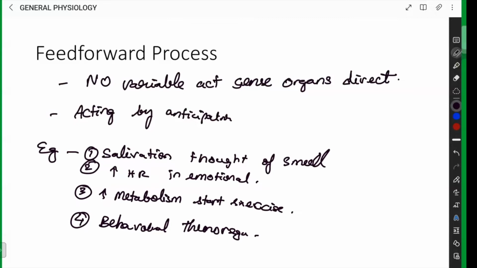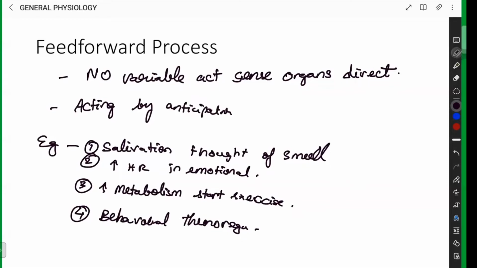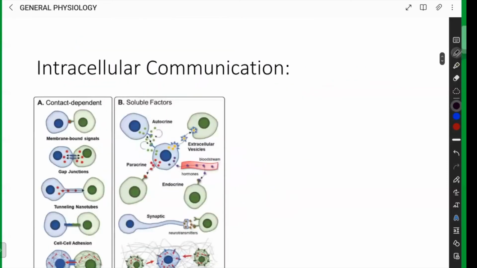That is one example. Thinking of exercise itself will be increasing your heart rate. That is your anticipatory tachycardia. And then gastric acid production while thinking of food. All these things are going to be feed forward processes. Is it clear? So with this, we are completing the first part, that is your homeostasis.